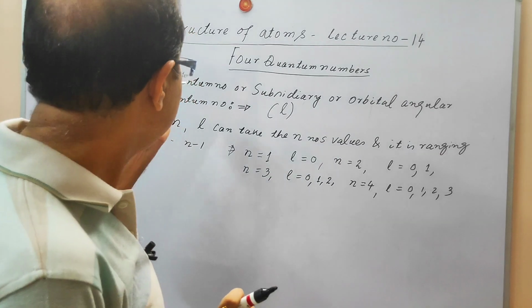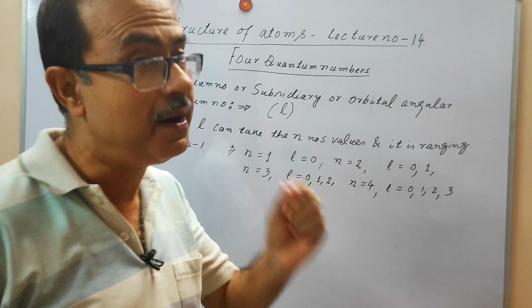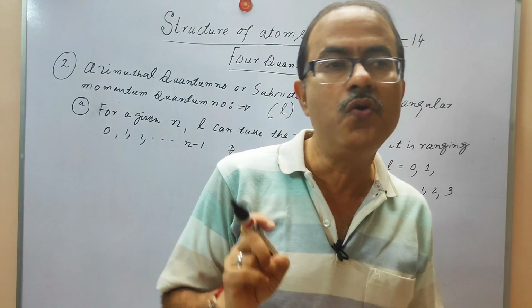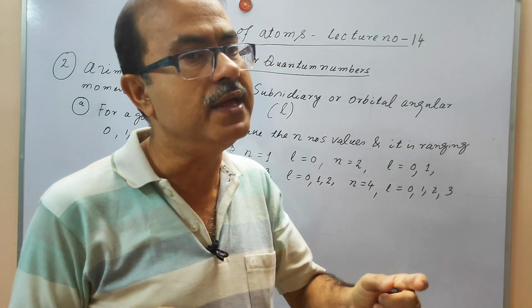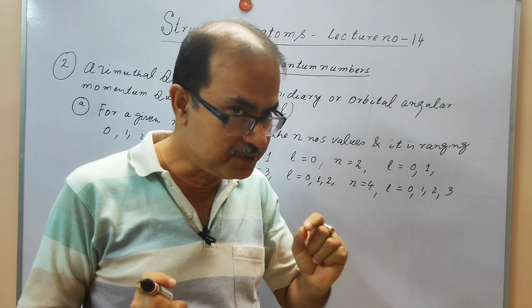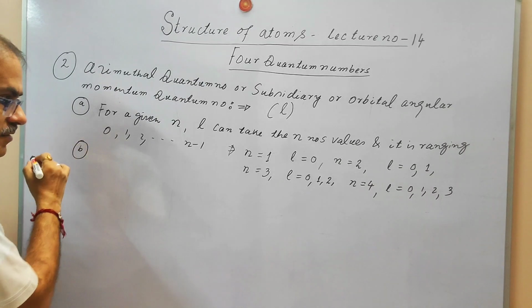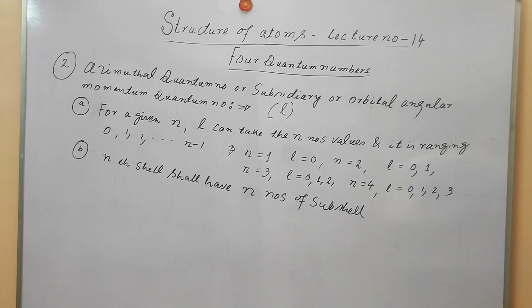So the azimuthal quantum number tells us the number of subshells present in the shell. And we know a shell consists of one or more subshells. How many subshells a shell will have is given by this statement. You also remember that the nth shell will have n number of subshells. That is a very, very important thing to understand. This means we can write it in this way.